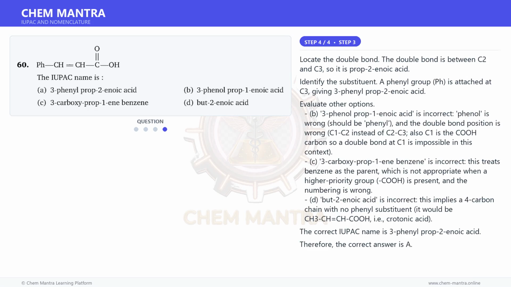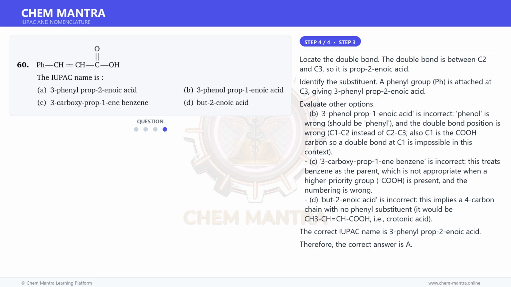And for the final step, locate the double bond. The double bond is between C2 and C3, so it is prop-2-enoic acid. Identify the substituent. A phenyl group, Ph, is attached at C3, giving 3-phenylprop-2-enoic acid.